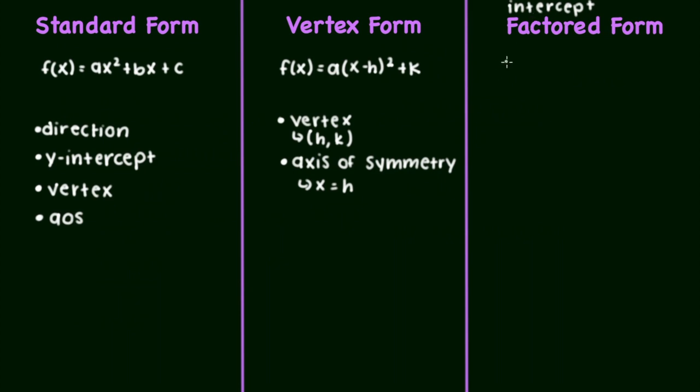The most basic form of factored form would be f of x is equal to a times x minus r1 times x minus r2, where r1 and r2 may be the same value. You can also think of r1 and r2 as the roots of the equation. Again, the a value means the same thing in all the equations.